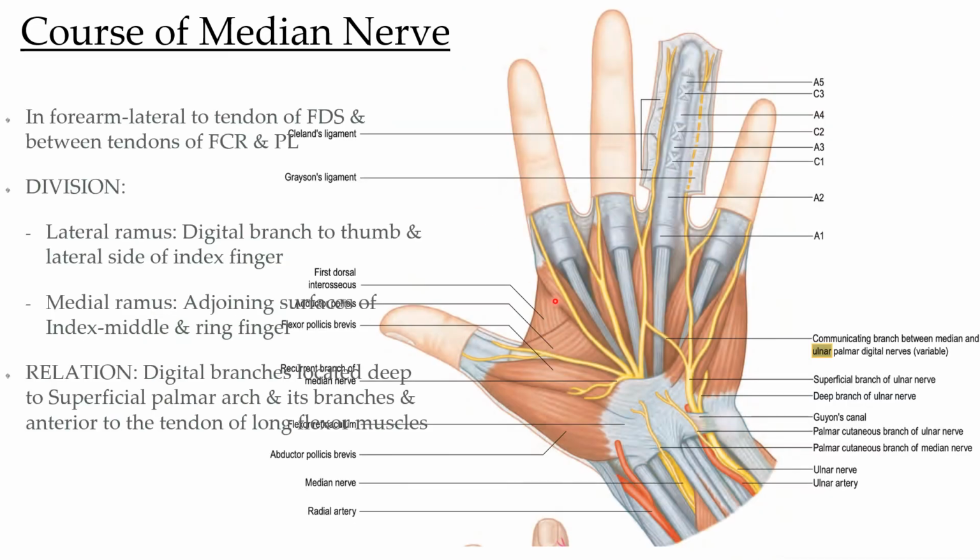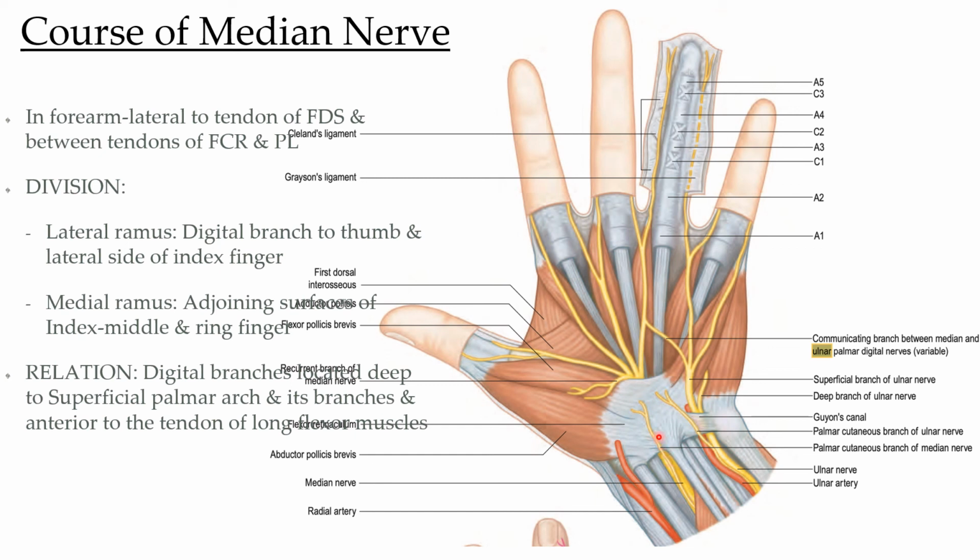In this illustration, you can see that this is the median nerve. You can appreciate that the median nerve is crossing the wrist joint by passing deep to the flexor retinaculum. Before entering into the carpal tunnel, that is, deep to the flexor retinaculum, this median nerve is giving a branch which is called the palmar cutaneous branch. And this palmar cutaneous branch enters into the hand by passing superficial to the flexor retinaculum.